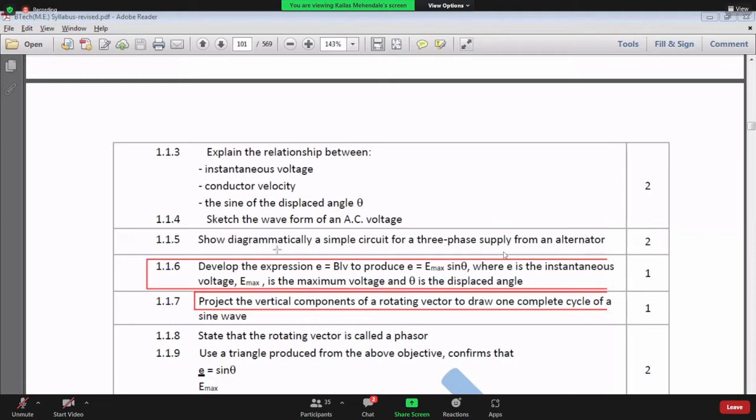I will see what I can do in the next lecture about this particular derivation, because it has been clearly stated that it has to be done. Develop the expression E is equal to E max sine theta. I tried doing that; let's see what we can do in the next lecture. I will just speak about projecting the vertical components of the rotating vector to draw one complete cycle of the sine wave. Yesterday, in fact, we spoke about this, that the sinusoidal wave can be thought of as a vector. So I will speak about that and then probably we will stop.